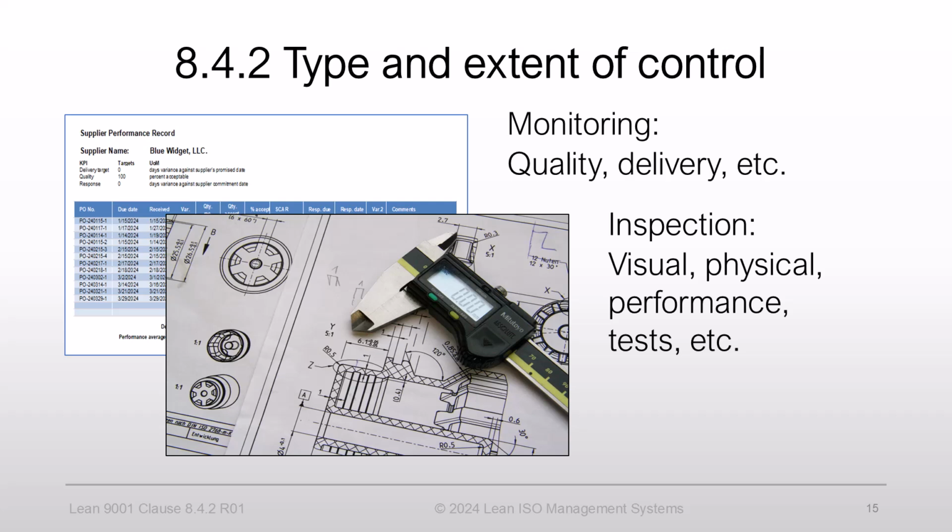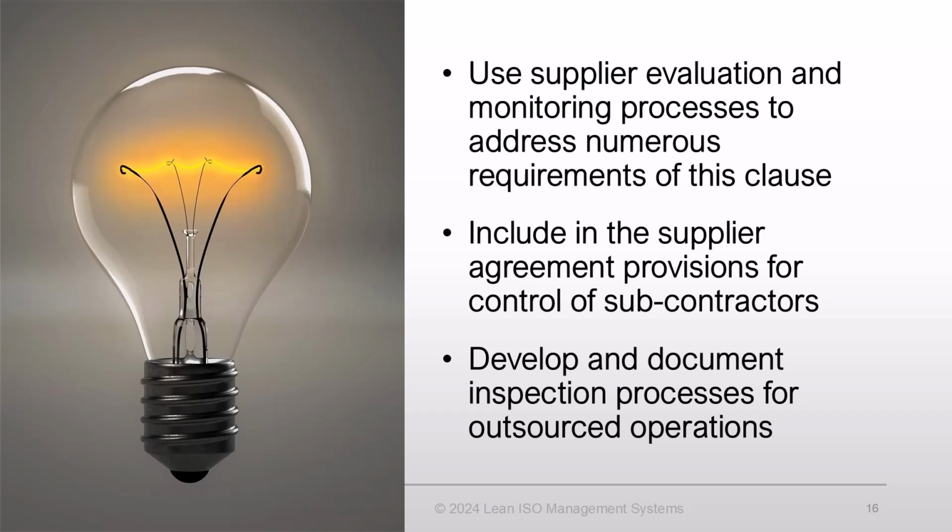Let's summarize our discussion today. Use supplier evaluation and monitoring processes to address numerous requirements of this clause. Include in the supplier agreement provisions for control of subcontractors. Develop and document inspection procedures for outsourced processes.